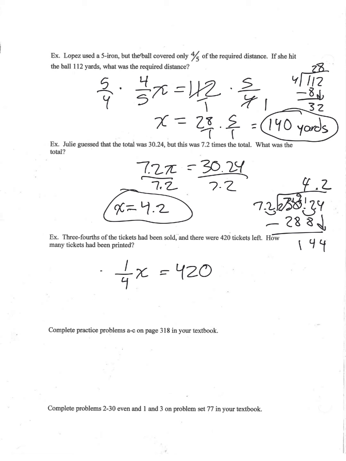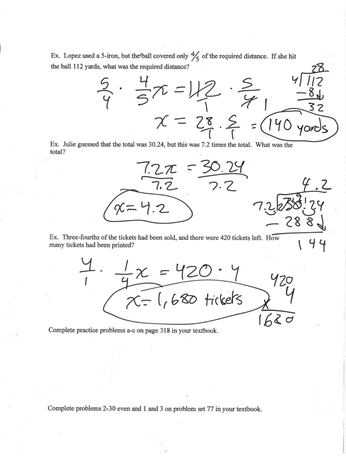From here, I'm going to multiply by the reciprocal to solve, which means multiplying 420 by 4. And once again, I'm going to do my little math here on the side as I do. And I end up with x is equal to 1,680 tickets total. All right, take a look at the practice problems for these.